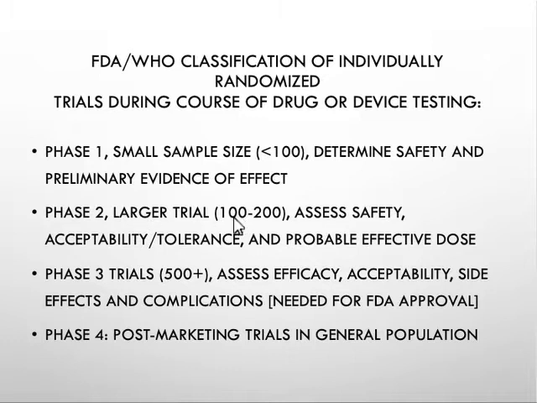Phase 2 are larger trials, 100 to 200 people. They assess the safety, acceptability, tolerance, and probable effective dose. Phase 3 trials are 500 plus. They assess the efficacy of the intervention, the acceptability, side effects, and complications. And Phase 4 is post-marketing trials in the general population.